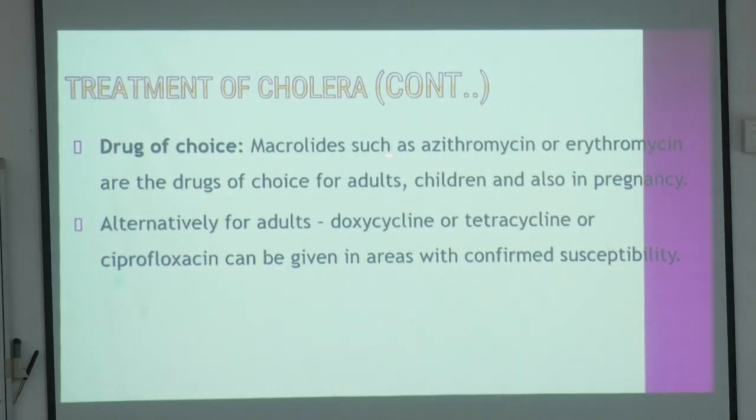Drug of choice: macrolides such as erythromycin, and azithromycin is the drug of choice in children and also in pregnancy. Alternatives are doxycycline and tetracycline. Doxycycline and tetracycline cannot be given in pregnancy, as they cause teratogenesis.